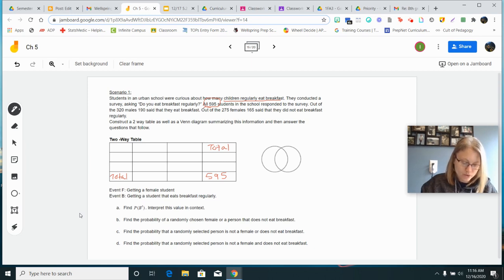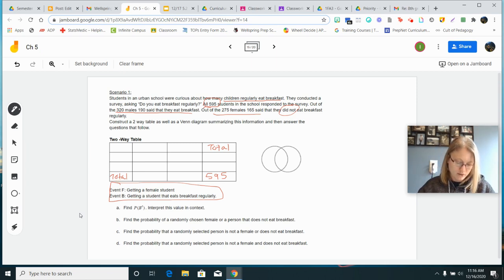Out of the 320 males, 190 said that they eat breakfast. Out of the 275 females, 165 said they do not eat breakfast. So we want to have a two-way table and a Venn diagram here. So we have some events defined down here. You always want to look for your events, or you can define them yourself if they're not defined for you.